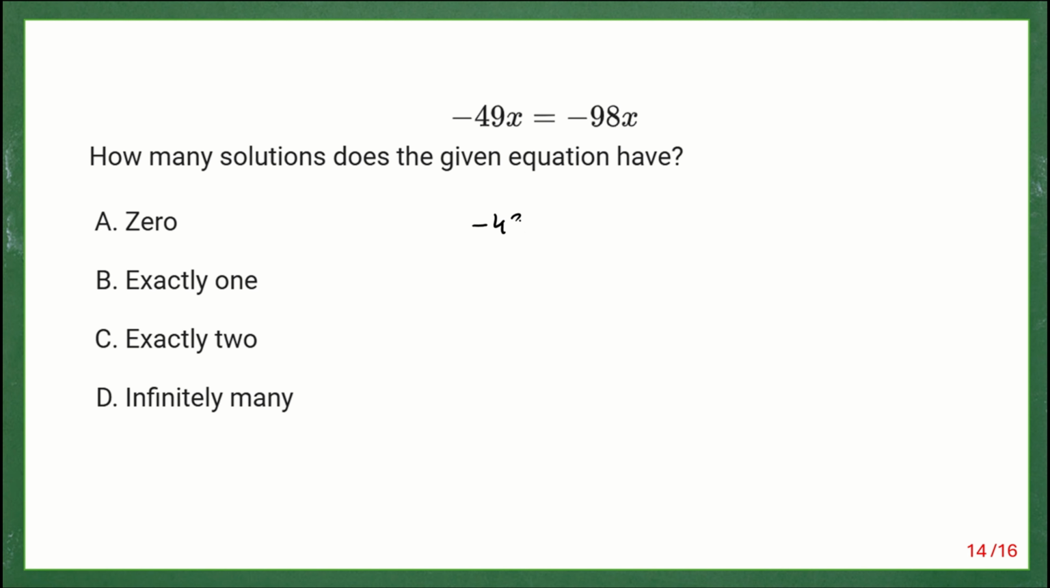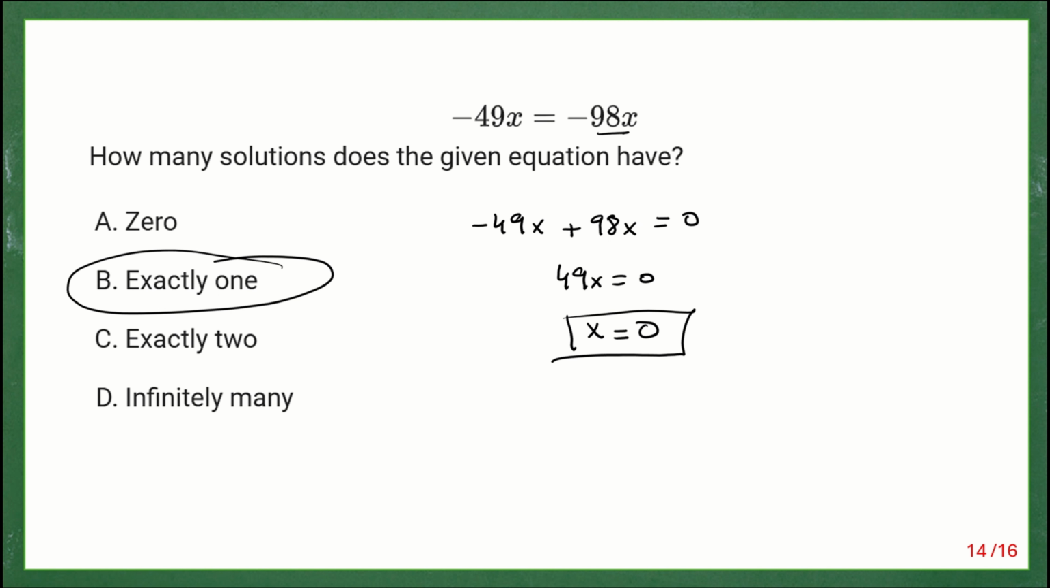I have -49x. If I move this to the other side of the equation, it will become positive 98x equals 0, or simplifying, 49x equals 0, or x is equal to 0 after dividing by 49 on both sides. So the above equation has exactly one solution; this equation will be valid only when the value of x is equal to 0. Any other value of x will make this equation false.